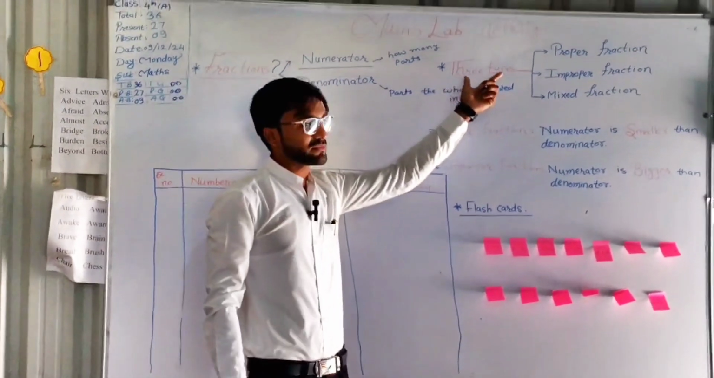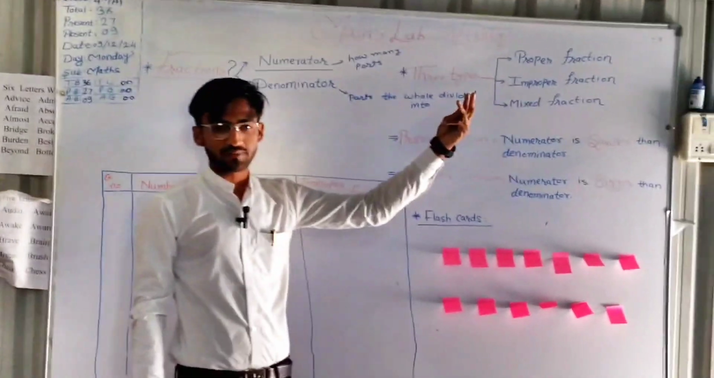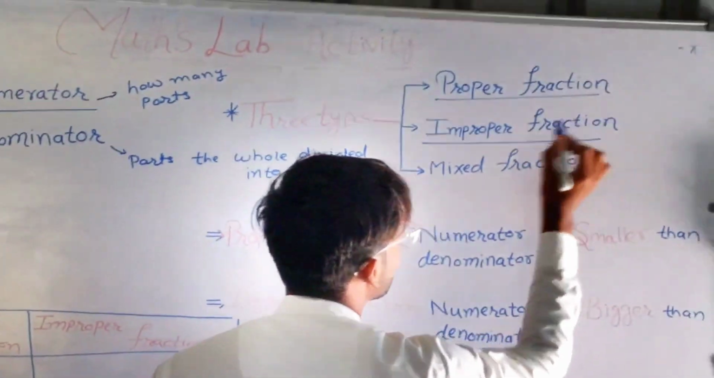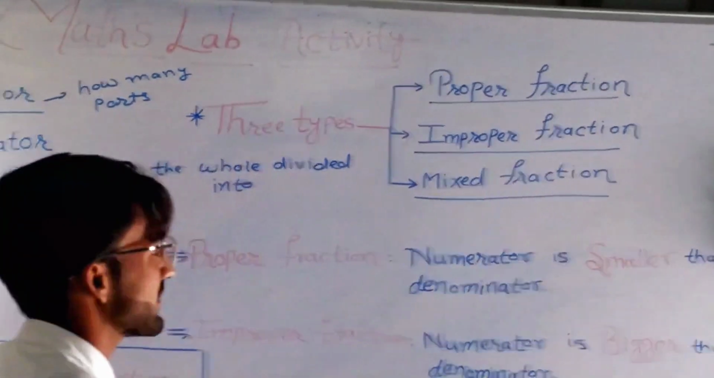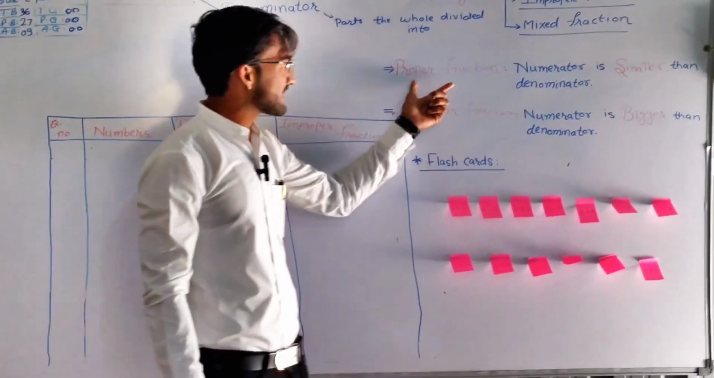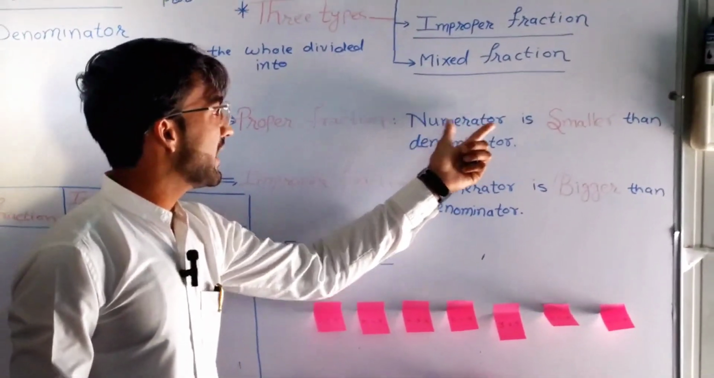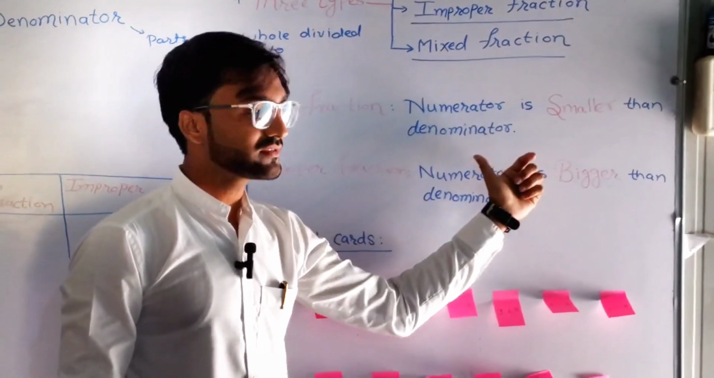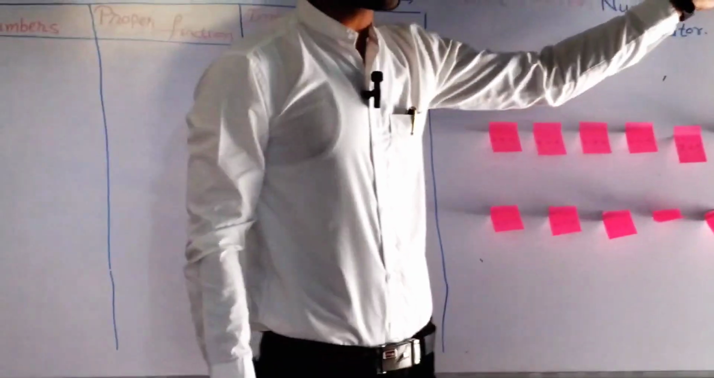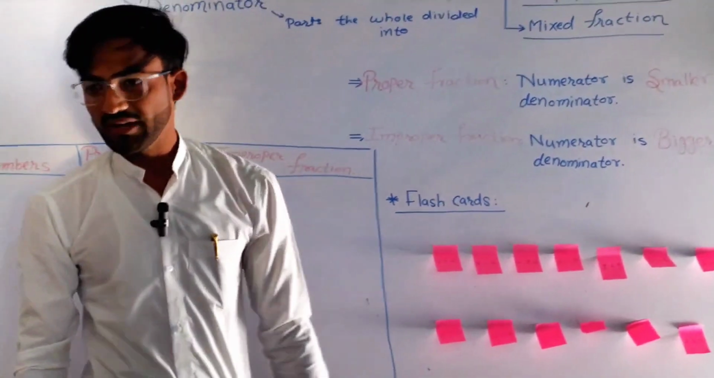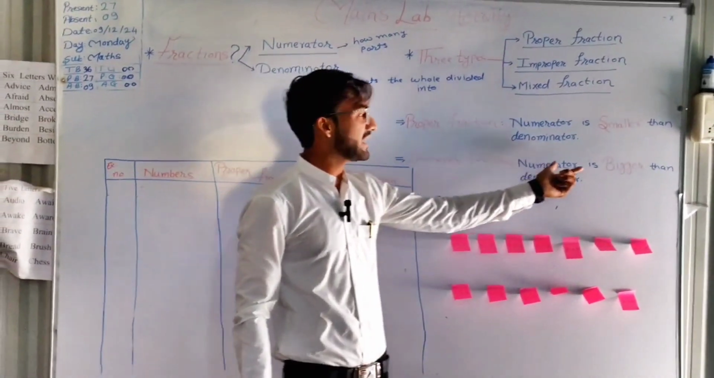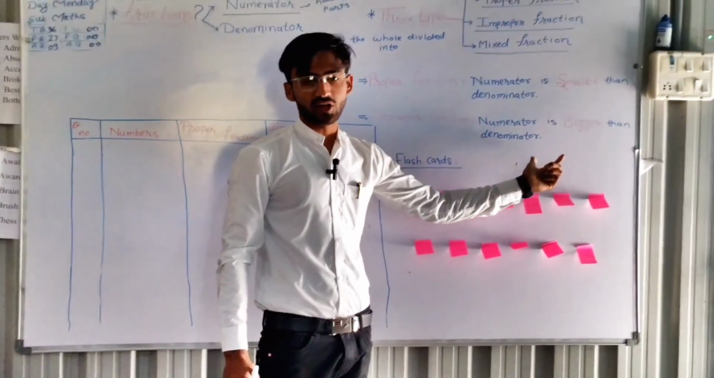And fractions have three types. How many types of fractions? Three types. First is proper fraction, second is improper fraction, and third is mixed fraction. What is a proper fraction? A proper fraction is one in which the numerator is smaller than the denominator. And what is an improper fraction? One in which the numerator is bigger than the denominator.